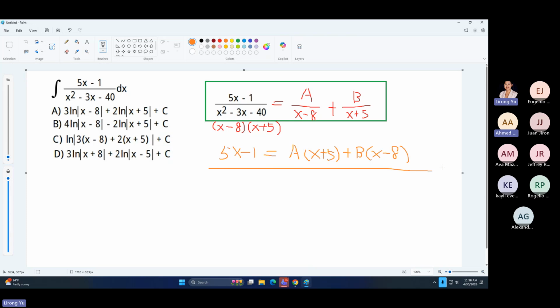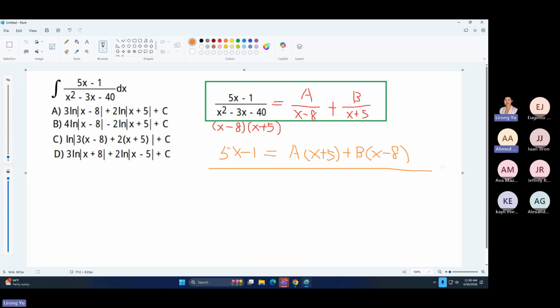The method from now on, there are two approaches. In the book, we are looking at coefficients. For example, the x has coefficient 5, but on the right side, it has coefficient A and then B. So A plus B is supposed to equal 5, right? That's the equation. And on the left side, we have -1. On the right side, we have 5A plus -8B. So those are supposed to equal -1. So you can set up the equations A plus B equals 5, 5A minus 8B equals -1, and solve for A and B. Using the system of equations, you can solve the answer.